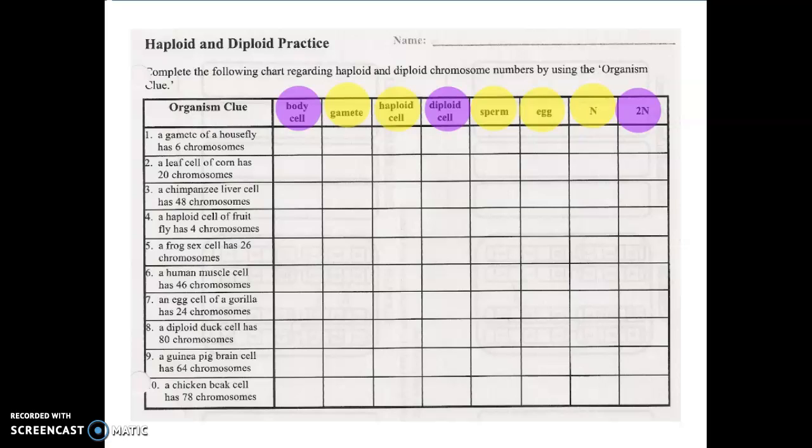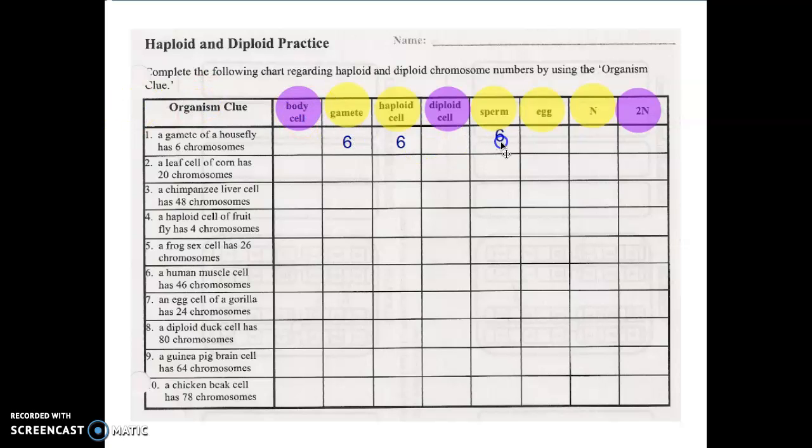Okay, so now all you have to do is read the scenario and put your number in the correct spot, okay? So let's look at number 1. A gamete of a housefly has 6 chromosomes, okay? Well, we have a word here that we can use over here. So I'm going to take my 6 and put it here, all right? Now, as simple as this is, guys, that means I need a 6 everywhere I have a yellow column. Okay, so that means a haploid cell will have 6 chromosomes.